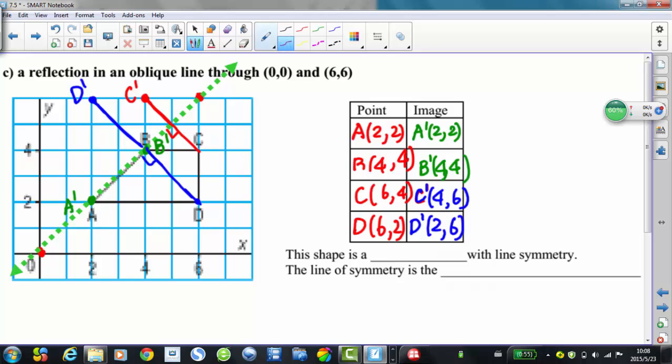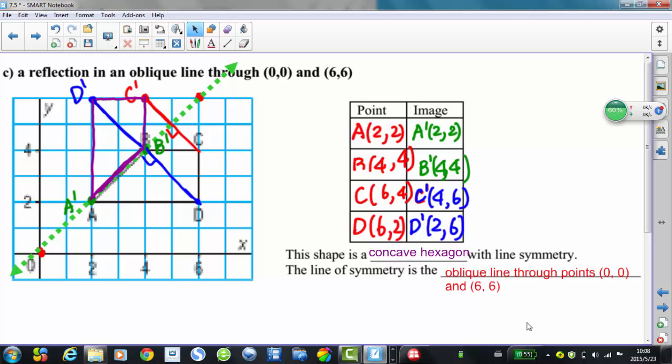Right now, let's join the points A prime, B prime, C prime, D prime together. So we can find the purple one with the original image. This one is an L shape. So we call this shape a concave hexagon with line symmetry. The line of symmetry is the oblique line through points 0, 0 and 6, 6.